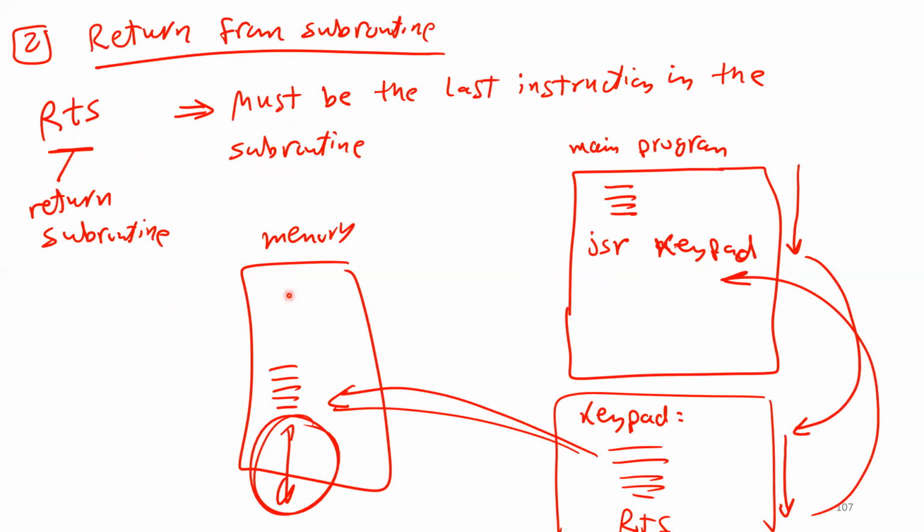To return back, we have only one instruction, guys. To return back, it's called RTS, right? So it's called return subroutine. This has to be the last instruction in a subroutine. So I give you an example here now, guys.